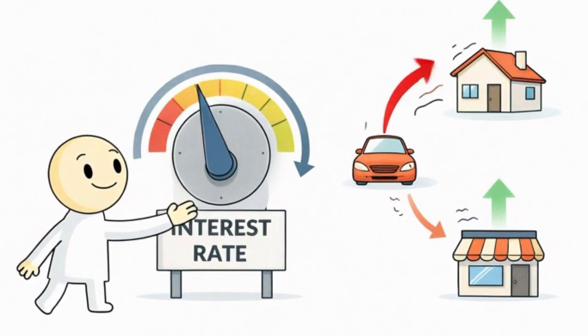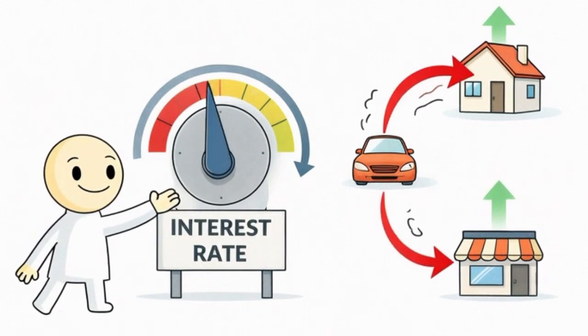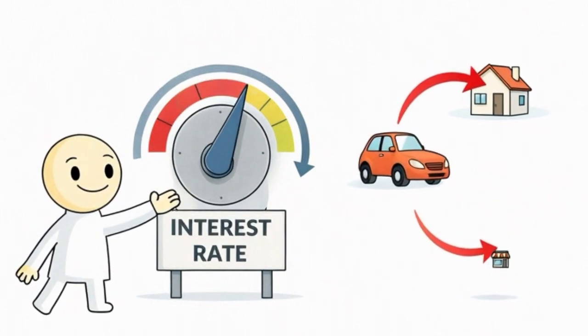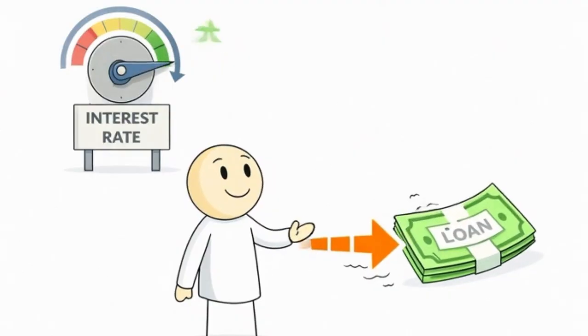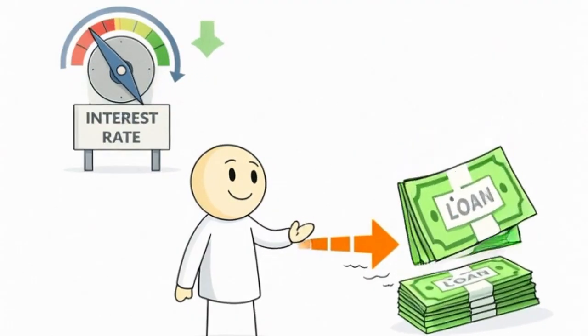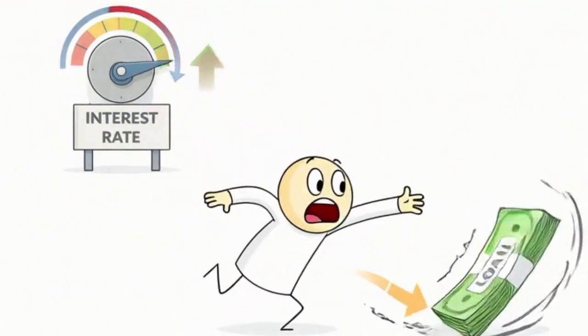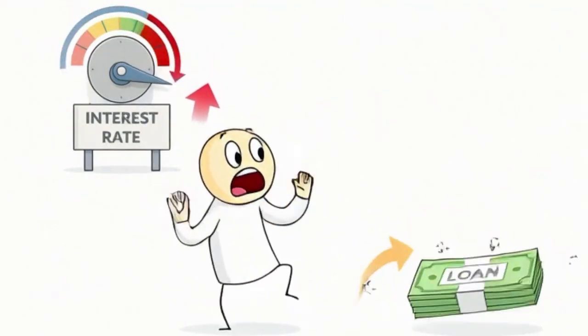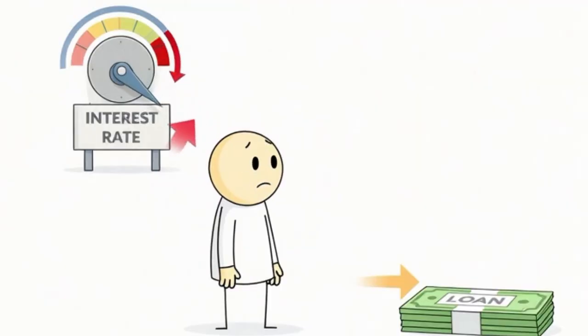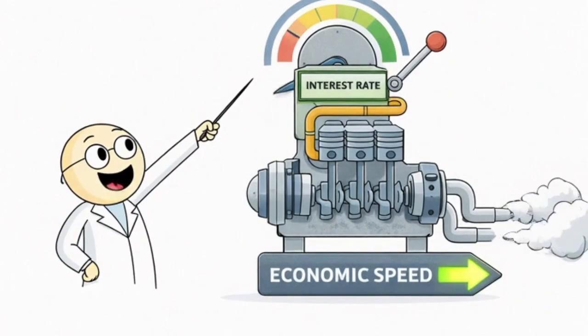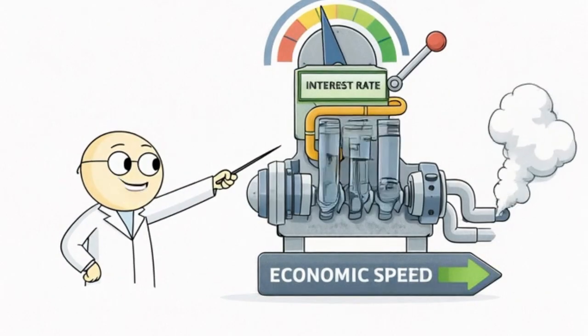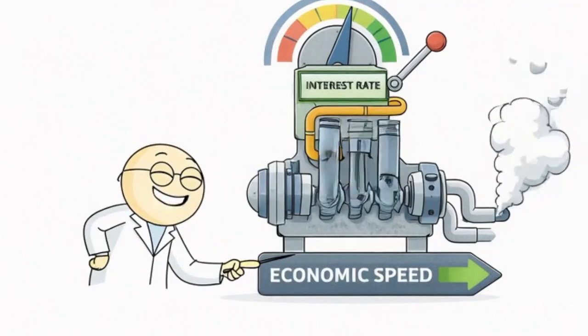Another powerful tool is interest rates. Central banks set the base rate that influences the entire financial system. When interest rates are low, loans become cheaper, companies invest more, consumers spend more. When interest rates are high, credit becomes expensive, consumption decreases, inflation tends to fall. Adjusting interest rates is like controlling the speed of an economic engine. Small changes can affect millions of people.